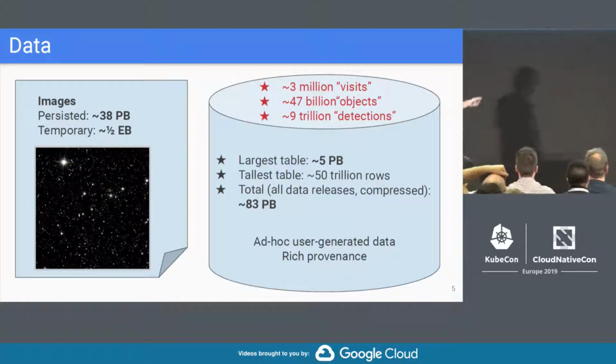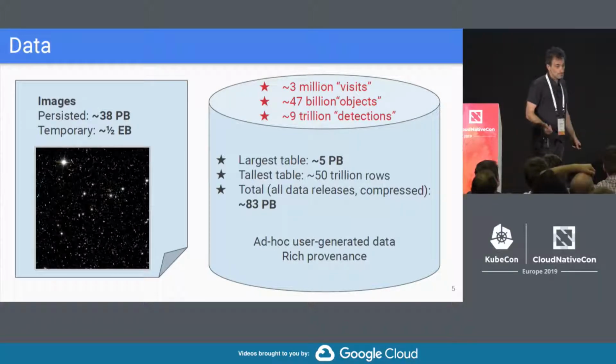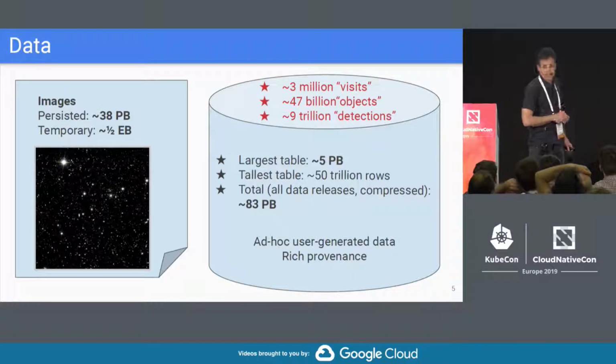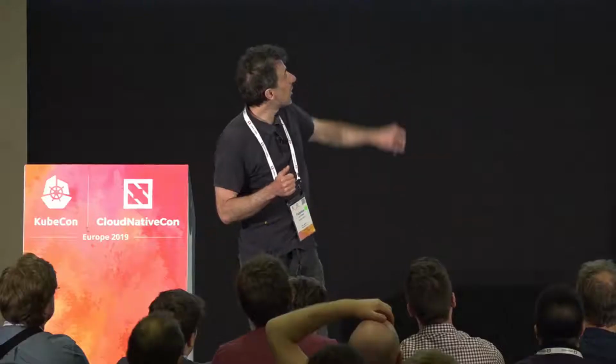So from this, we will build the catalog, okay? So we will have 47 billion objects. An object is a galaxy, for example, and we will have 9 trillion detections. For example, if a galaxy, say the Andromeda galaxy, it will be one line in the object table, and if you have 1,000 photos of the galaxy, you get it on 1,000 images, you will have 1,000 lines in the detection table, okay?